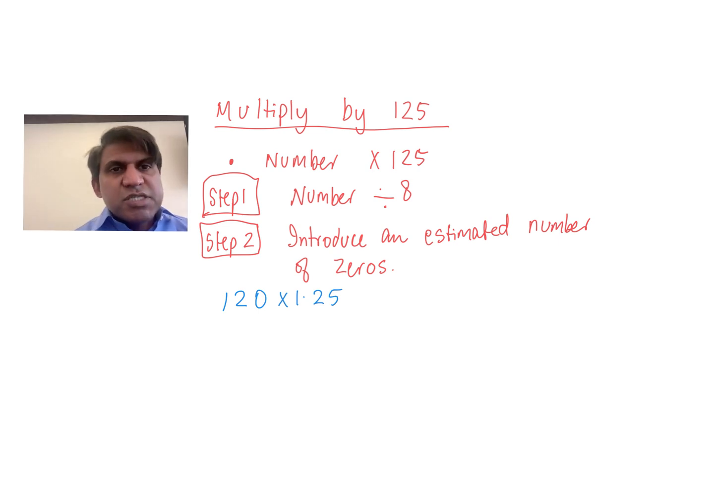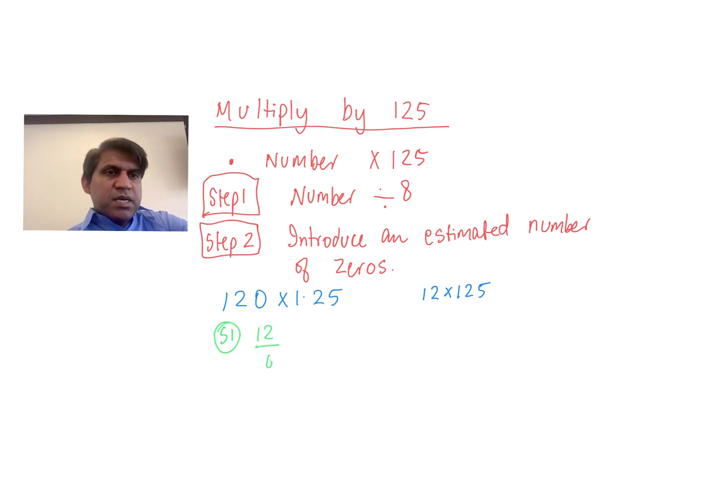So if I were to disregard the 0 and the decimal, I'll get this: 12 times 125. Now, what's step 1? Step 1 is divide 12 by 8. What is 12 divided by 8? It's 1.5.